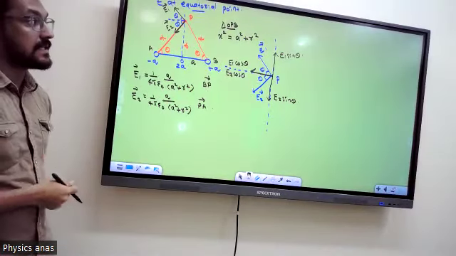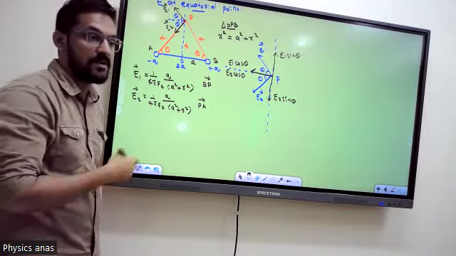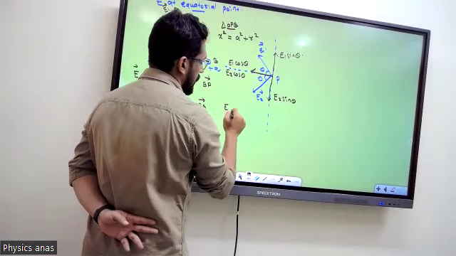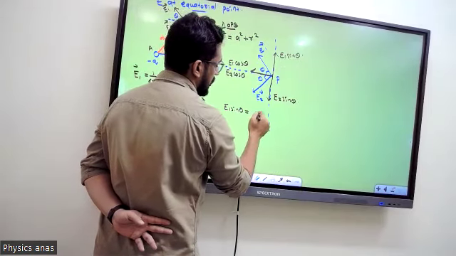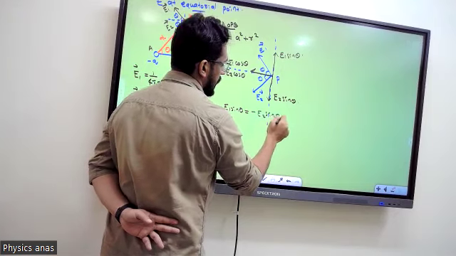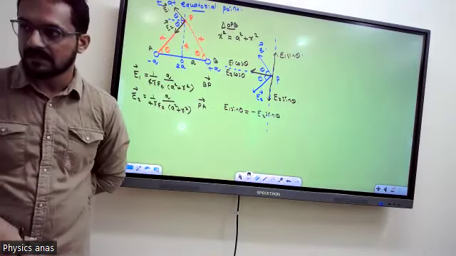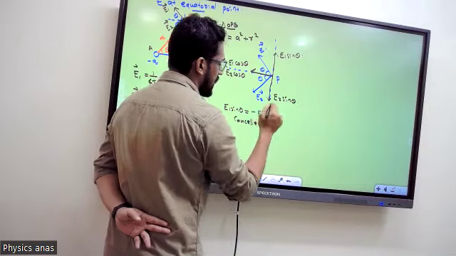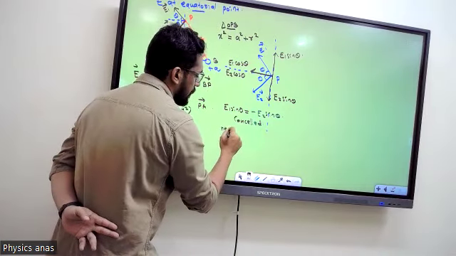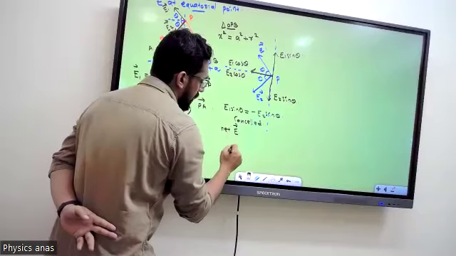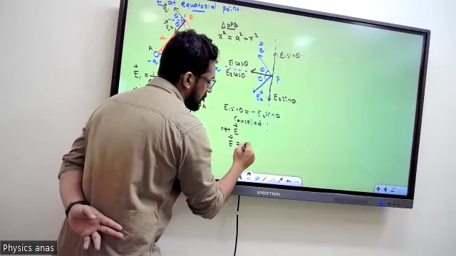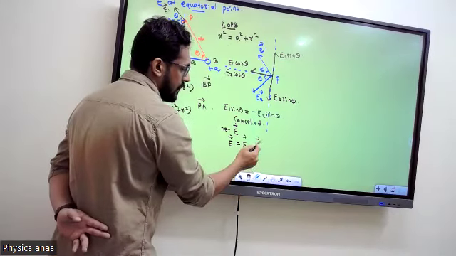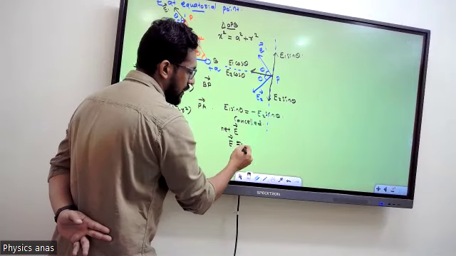Okay. Now look at E1 sin theta and E2 sin theta. They are equal and opposite, so they will be cancelled, right? That means the net electric field will be what? The net electric field will be just the vector sum of E1 and E2. What is the vector sum of E1 and E2?